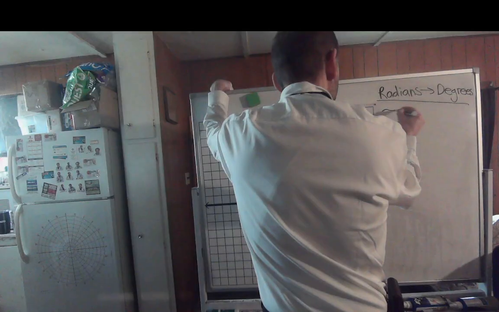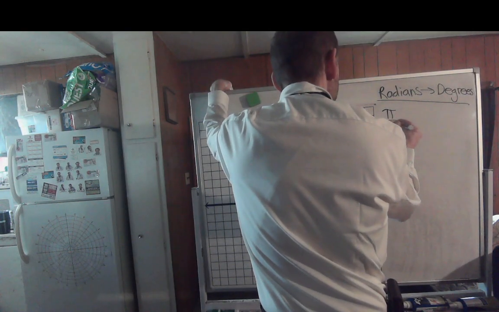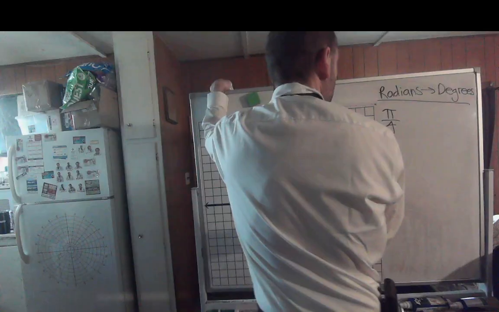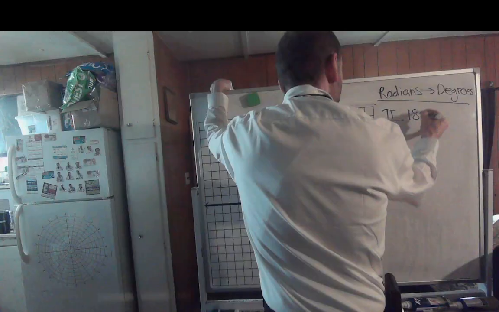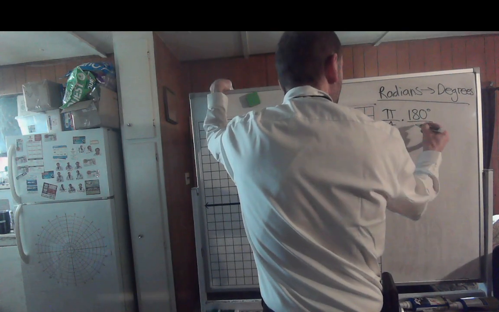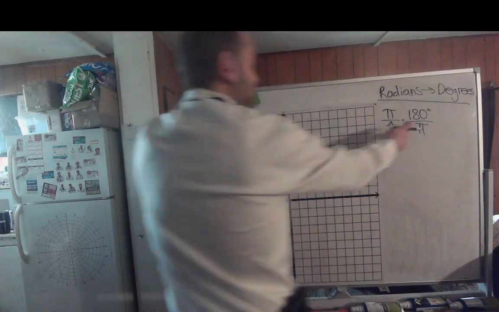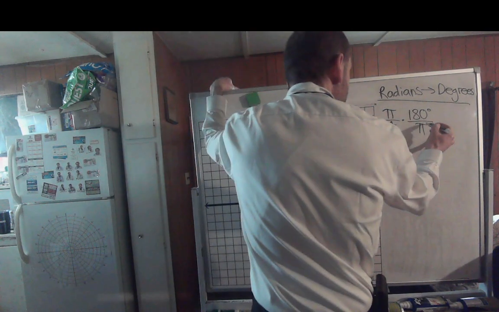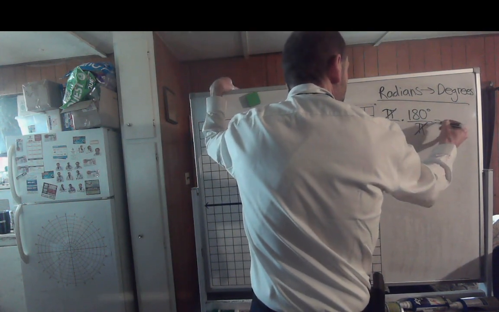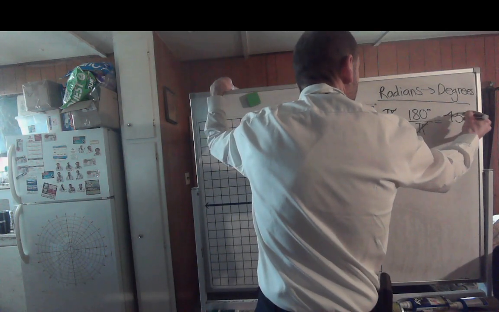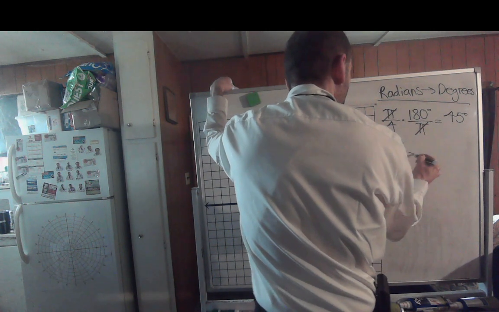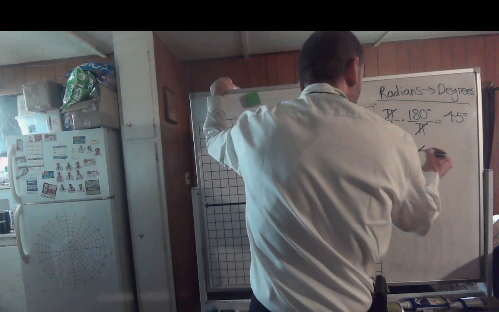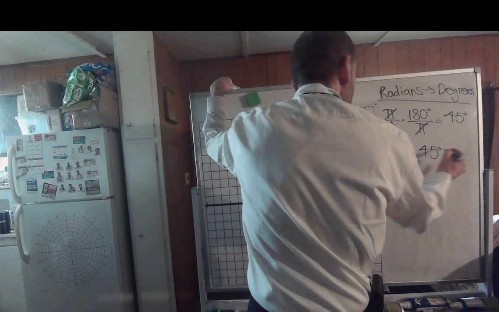All right, so let's say you want to do pi over 4 radians. So you want to convert that to degrees. That's going to be the same thing as 180 degrees over pi, because there's 180 degrees to pi radians. Pi cancels out, you get 45 degrees. So that means that pi over 4 is going to equal 45 degrees.